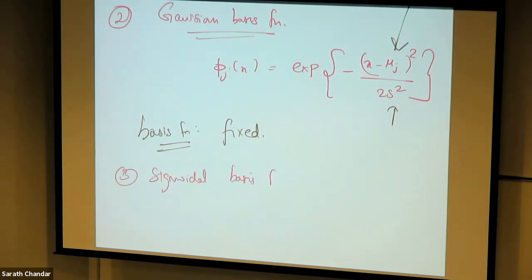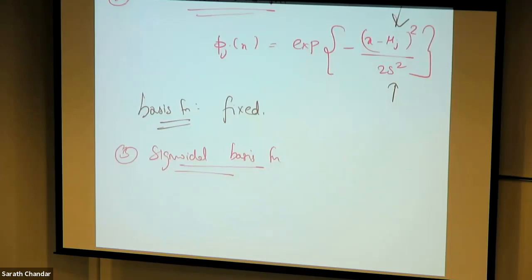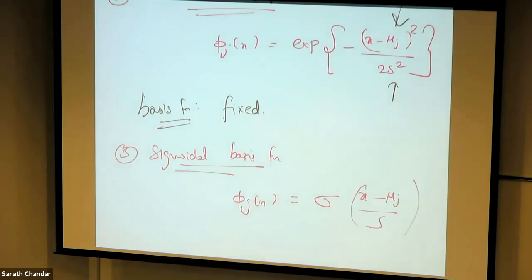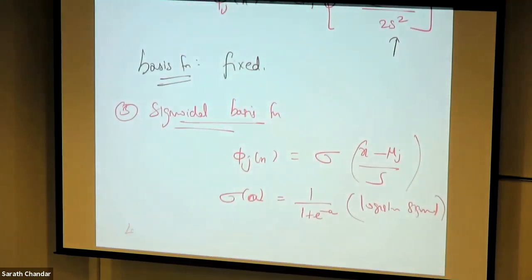Okay. As the name suggests, it's going to look like a sigmoid function. So phi j of x is equal to sigma of x minus mu j by s, where again mu is the location, s is the scale, and sigma of a is defined as 1 by 1 plus e power minus a. So this is like the logistic sigmoid function. Okay. Now, finally, one can also think of a very simple basis function, identity basis function.